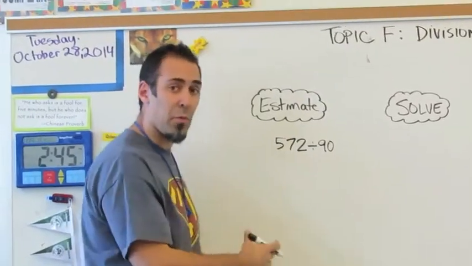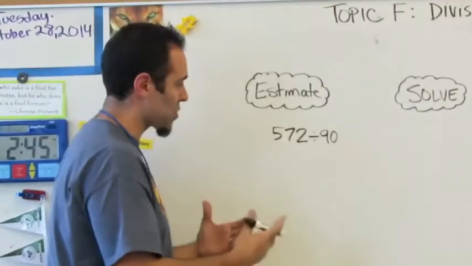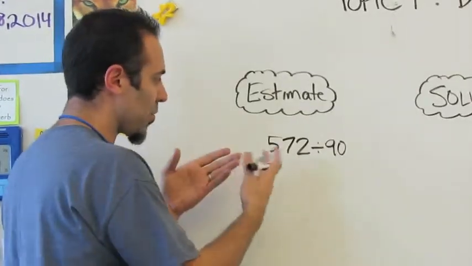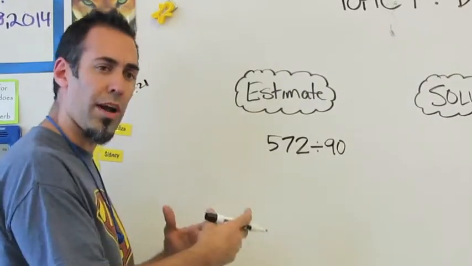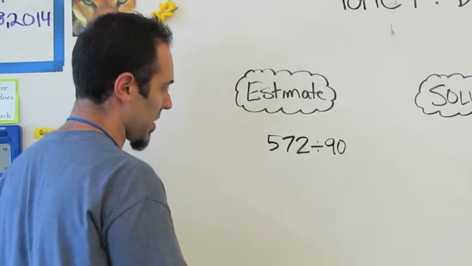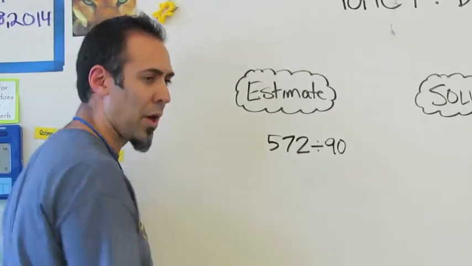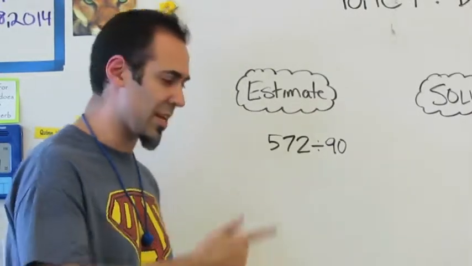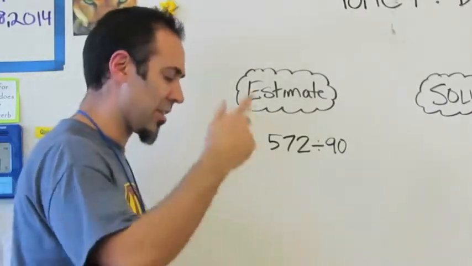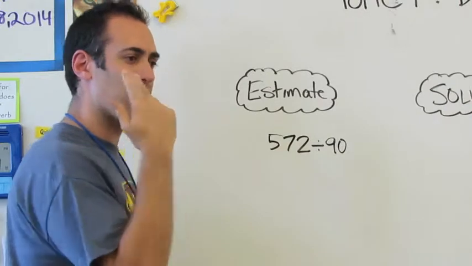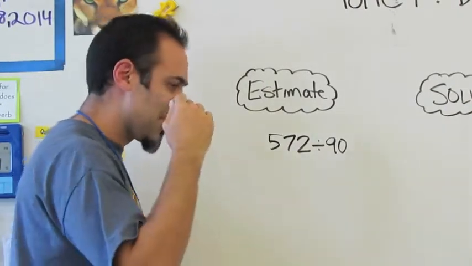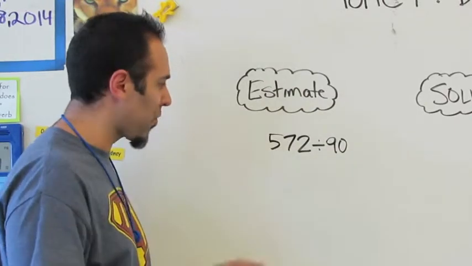Now, we're going to think about our multiplication facts, our math facts. We're going to try and figure out what's a multiple of 9 that we could round this to for an estimated quotient. So we think about our multiplication facts. 9 times 1 is 9. 9 times 2 is 18. Then 27, 36, 9 times 5 is 45, 9 times 6 is 54.